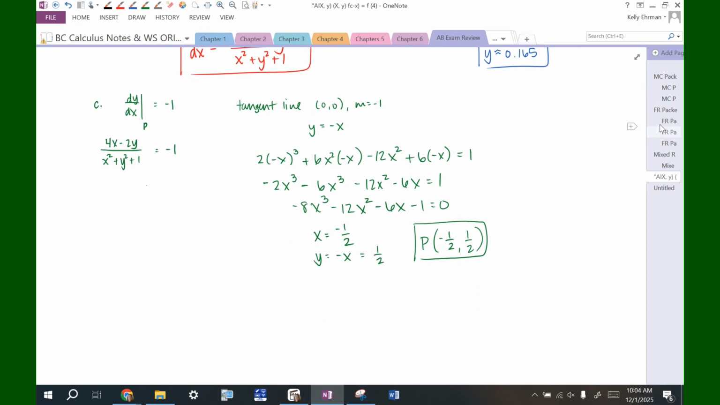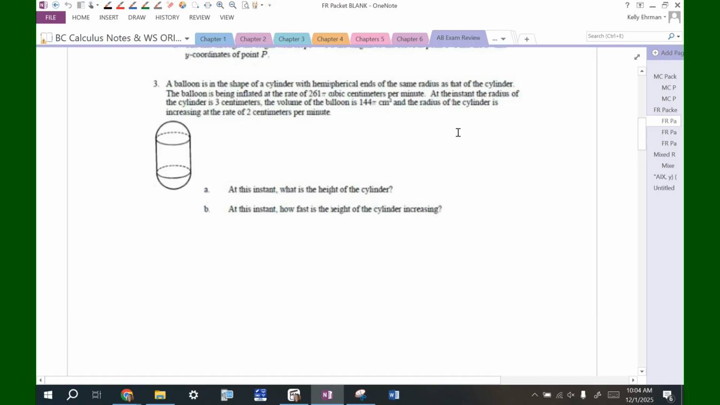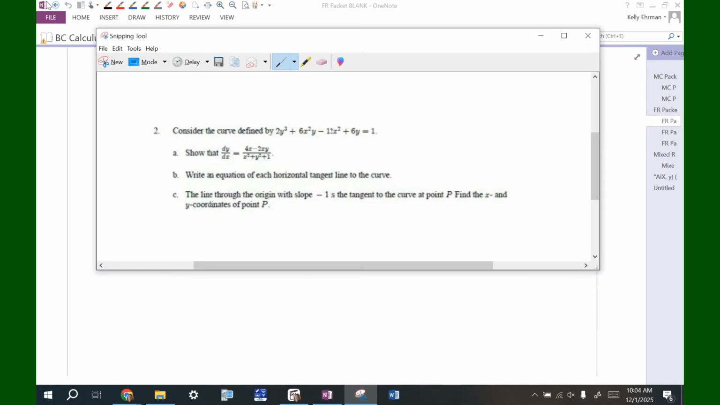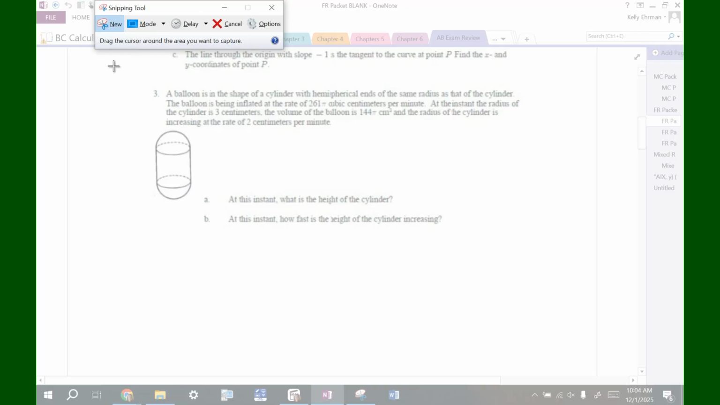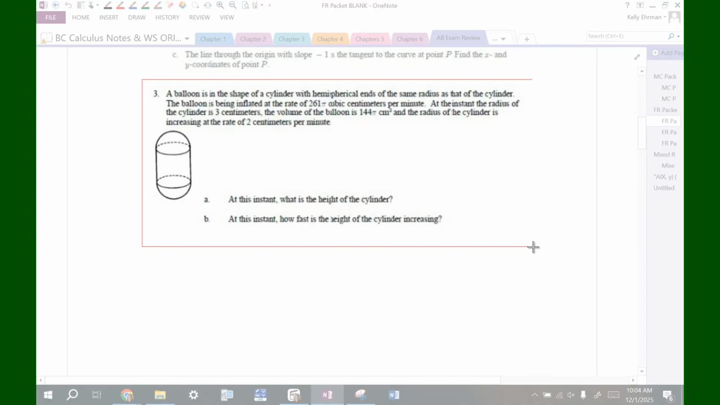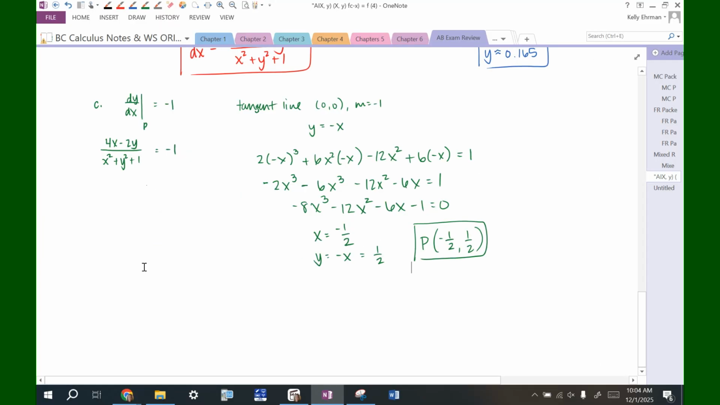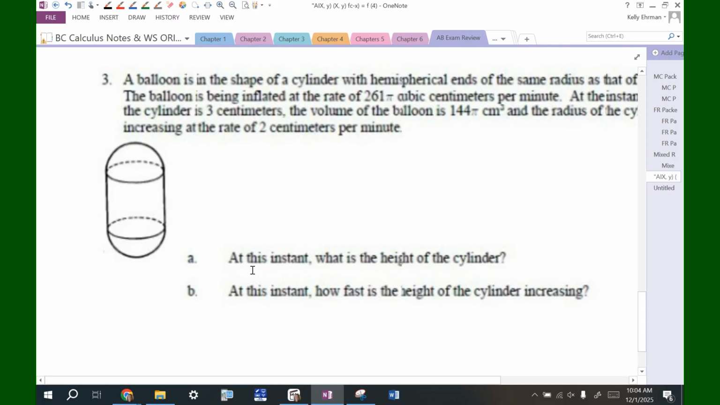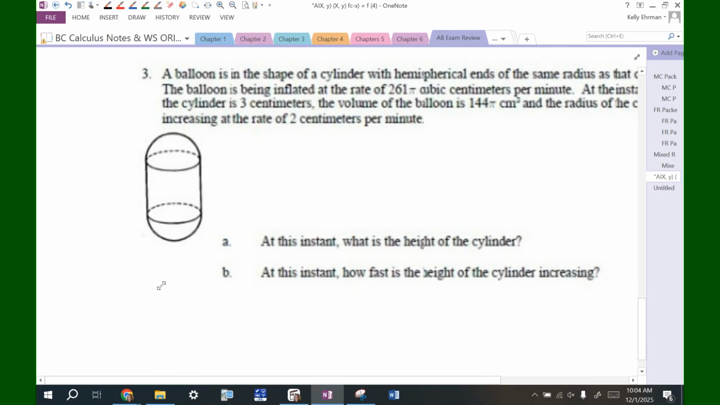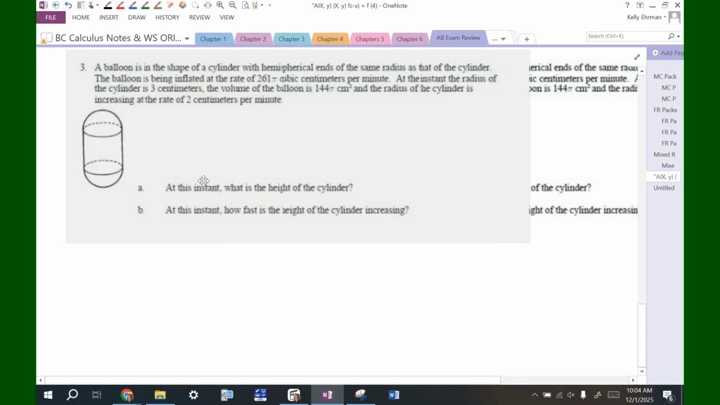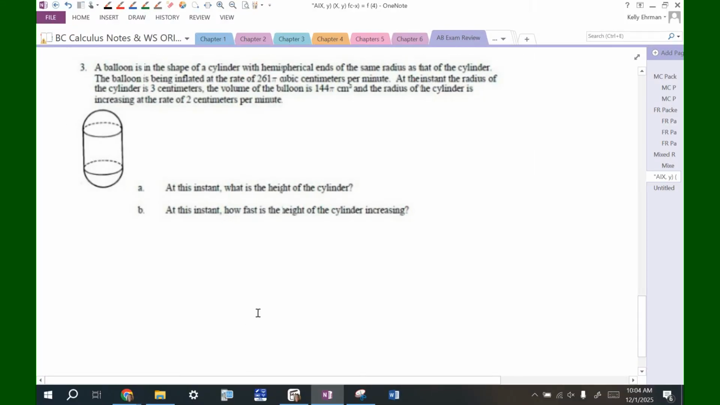All right, let's see. I think I have time for one more question, maybe. So for question number 3, let me get it pasted into a different page here. Put it down here. All right, this looks like related rates to me, anytime we're dealing with cylinders and whatnot. I'm going to treat this as non-calculator until I get stuck.